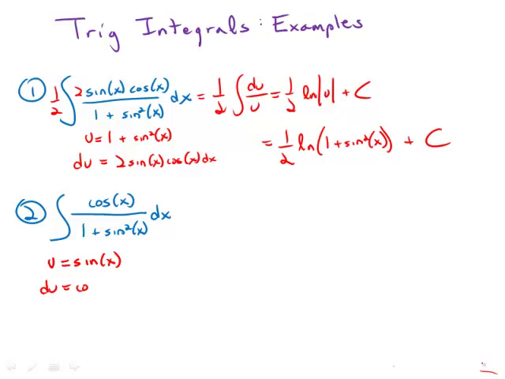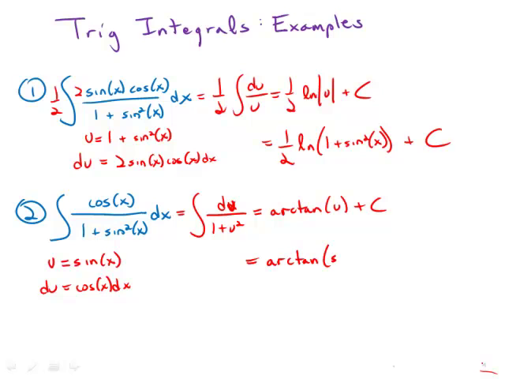Well, then du, of course, just equals cosine x dx. And what we get here is du over 1 plus u squared. Now, this is a very different integral pattern, but this is an integral pattern you should recognize at this point. This is the arctangent, or the inverse tangent of u. And so this integrates to arctangent of sine x plus c. So a very different outcome from a similar integral.